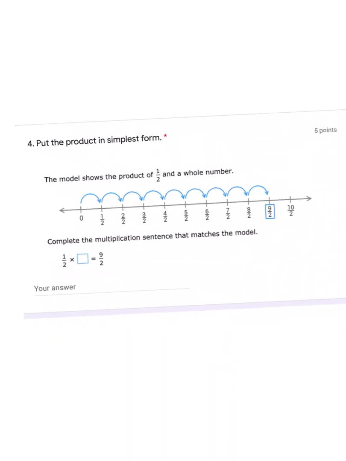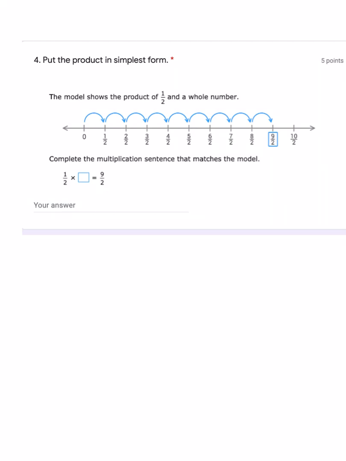Here we have an interesting twist. This model shows the product of 1/2 and a whole number whose value we don't know yet. Your job is to figure out the value of that whole number, meaning how many groups of 1/2 will eventually get you 9/2. To do this, try counting the hops of 1/2 on your number line. How many times did we hop in order to land on 9/2? That number is going to be your mystery number here.